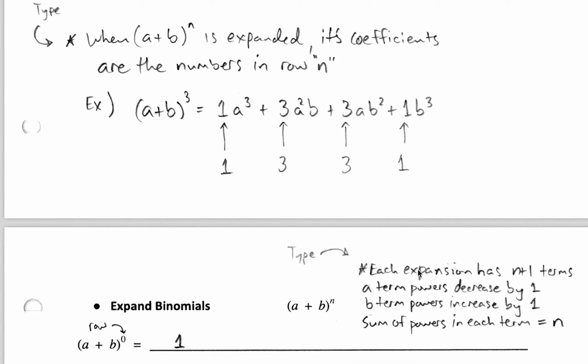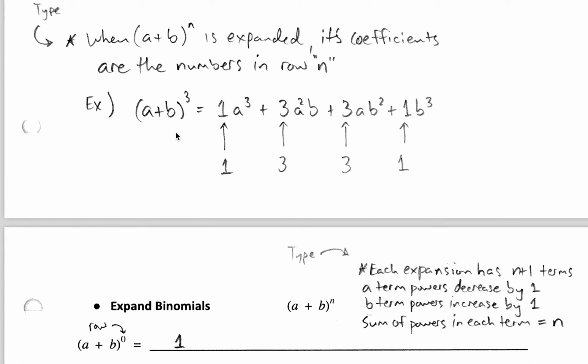Notice that each expansion is going to have n plus 1 terms. So whatever your exponent is, that's the n value. If you add 1 to that, that's going to be the number of terms in your expansion. So here we were cubing. So if we add 1 to that, we should have 4, and we can see 4 terms in that expansion.